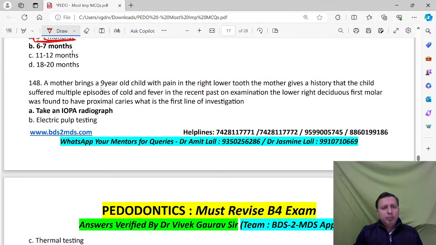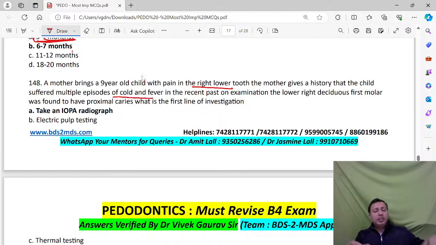Now, a mother brings a 9-year-old child with a pain in the right lower teeth. The mother gives a history that the child suffered multiple episodes of cold and fever in the recent past. On examination, the lower right first molar was found to have proximal caries. Okay, what is the first line of investigation? Now, the patient is definitely having a pain in the right lower teeth, and he is also having episodes of cold and fever.